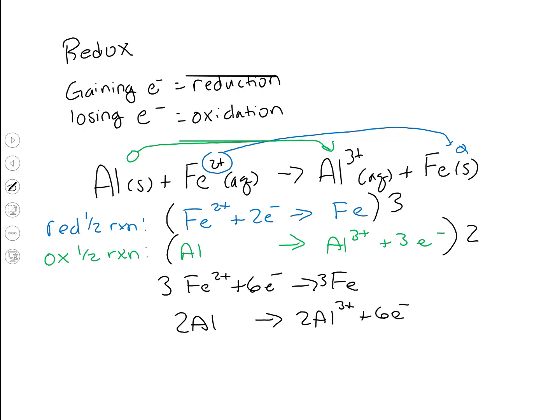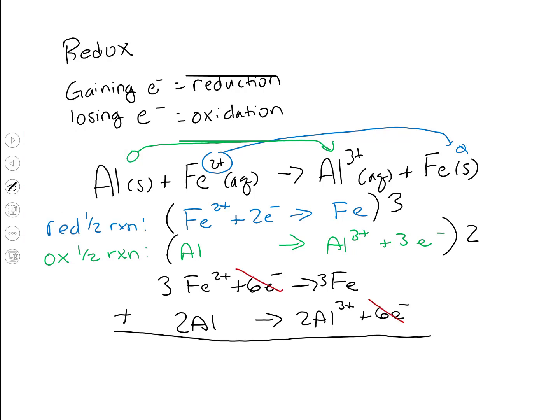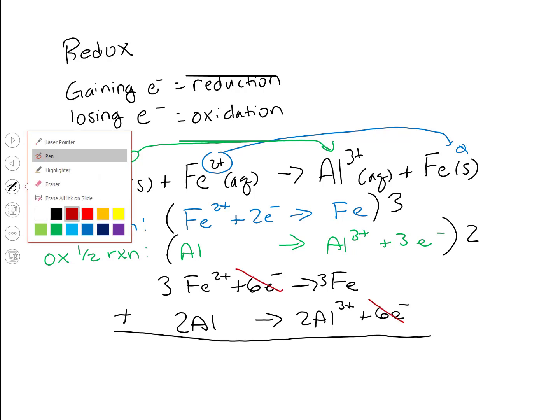That's the second step. The last step is to add these together, canceling out any electrons that occur on opposite sides, which should be all of them if you balance them correctly in the second step. So when we add these together, those 6 electrons on the reactant side and the product side will cancel with each other. And then you'll just write what's left.